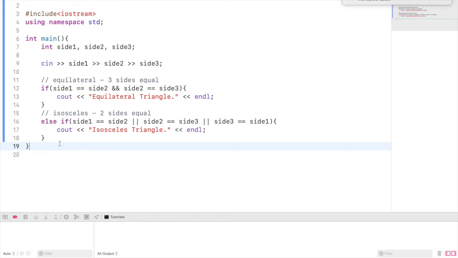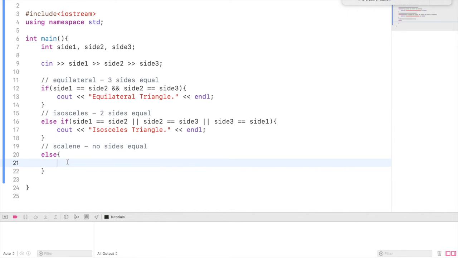Okay, so after we've checked whether or not the triangle is equilateral or isosceles, we know that if it hasn't met any of these if statements, then it must be scalene, because we would have already determined that no two sides are equal to each other. So all three sides must be unequal to each other. So then we can just cout scalene.